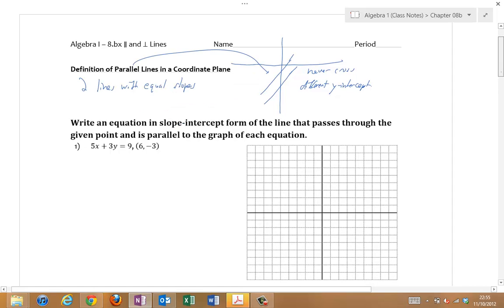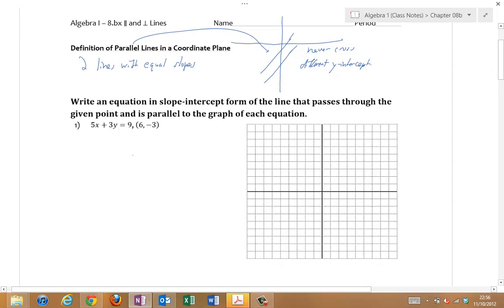Anyway, let's look at the first question here. Write an equation in slope-intercept form of the line that passes through this point and is parallel to the graph of this one. So we want a new equation. Well, let's take this one, and like we do for others, let's solve it for y. So I'm going to have 3y. If I subtract 5x from both sides, I get negative 5x plus 9. Divide both sides by 3. And I have y is equal to negative 5/3 x plus 3.